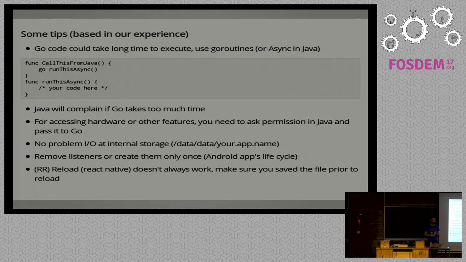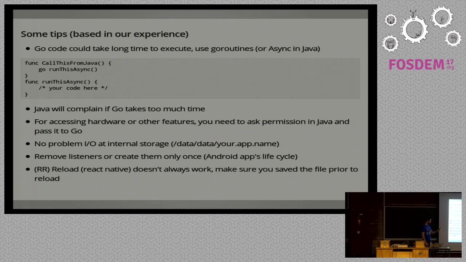This applies if you are communicating, or maybe downloading or uploading files. As I said before, for accessing hardware or other features, you need to ask permission in Java and then pass the file descriptor, the pointer, or the reference to Go. I've been told there is a little trick: you could target an older SDK version in Java that doesn't include that feature, so you may be able to use the USB directly from Go. But very, very little Java code was needed. We don't have any problem writing or reading files at the internal storage.